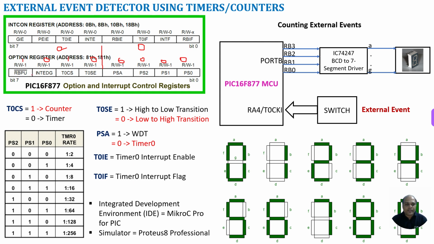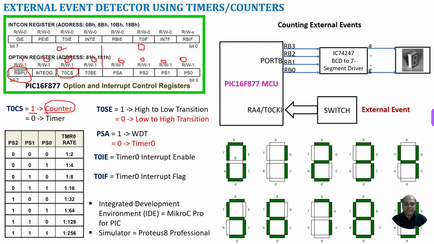So what does it represent? RBPU I am deactivating. RBPU is nothing but the port B pull-up. We are not going to use the port B pull-up, so I am deactivating it by putting it to 1. Then INTEDG is for the external interrupt. We are not going to use it, so I make it 0. T0CS I am going to set to 1, which means we are going to use it in counter mode.